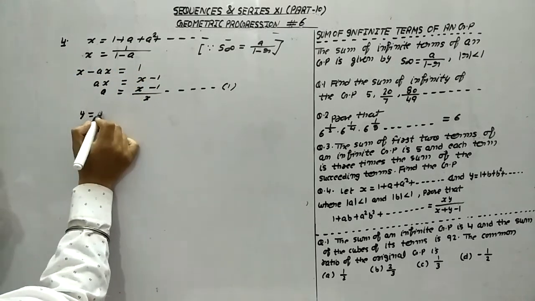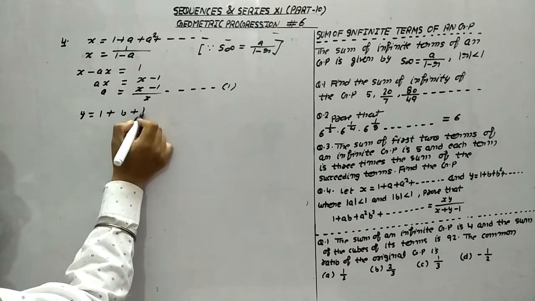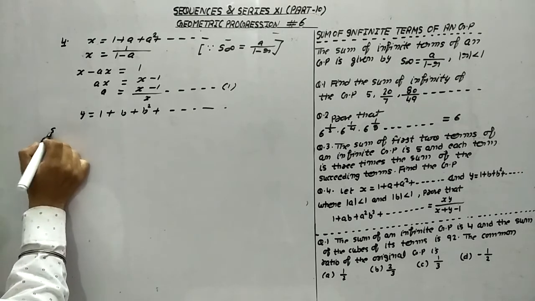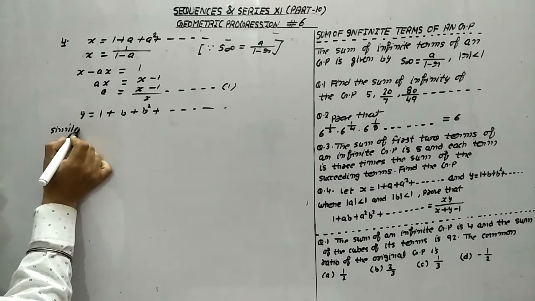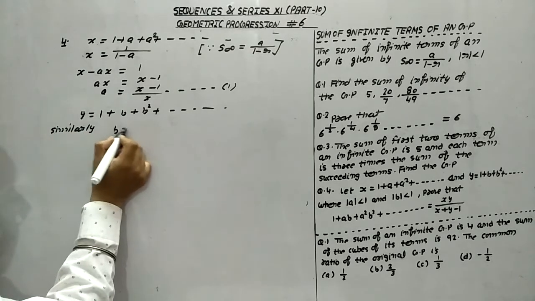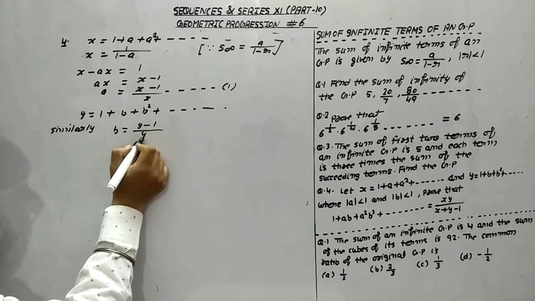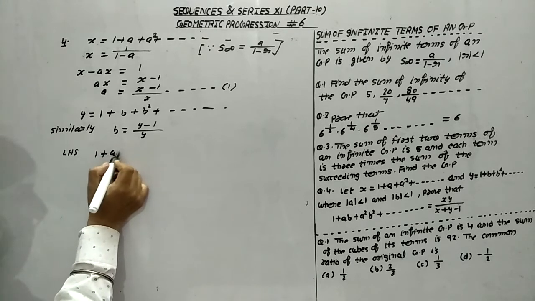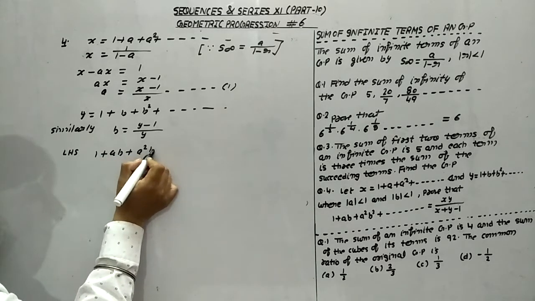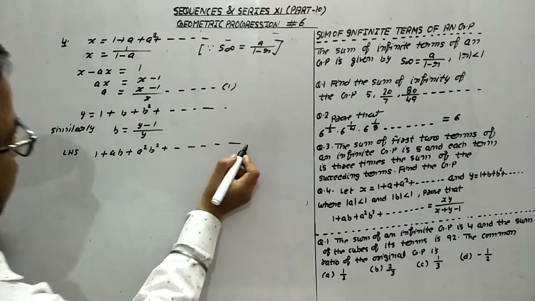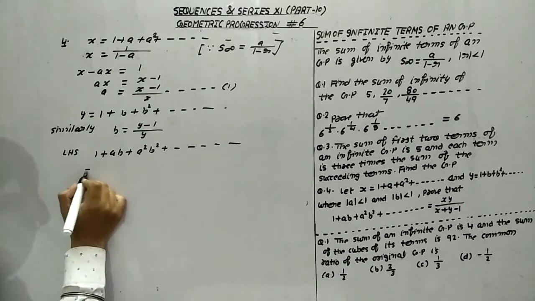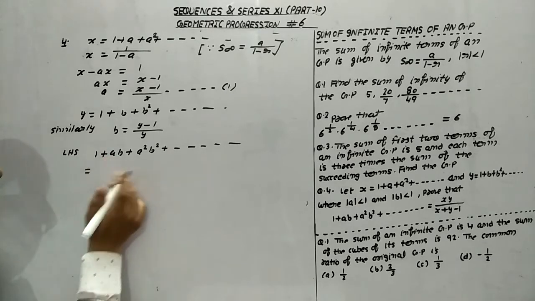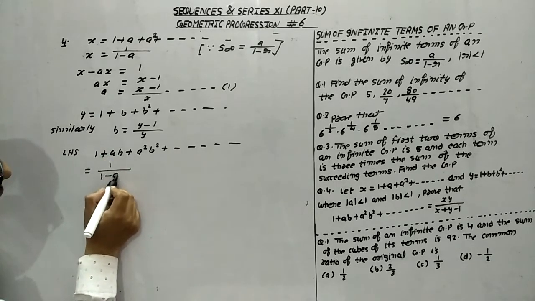Now y is equal to what is given? 1 plus b square plus and so on. Here you can write similarly, because we are directly observing. Similarly, b is equal to y minus 1 upon y. Now we will take the left hand side of the proof: 1 plus ab plus a square b square and so on up to infinity. Therefore, according to the rule, S infinity means a upon 1 minus r. It means what does this become? 1 upon 1 minus ab.